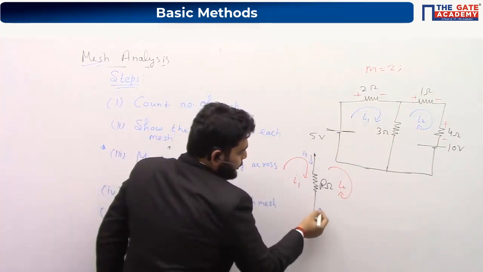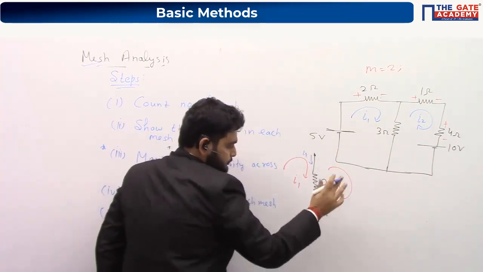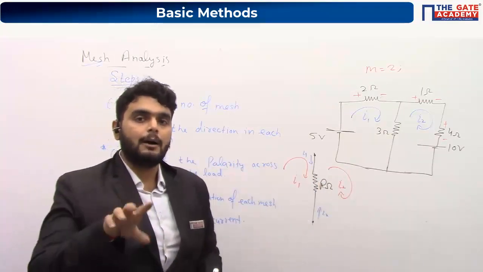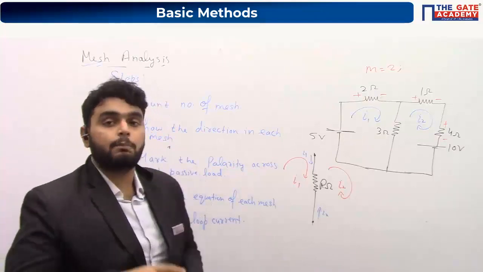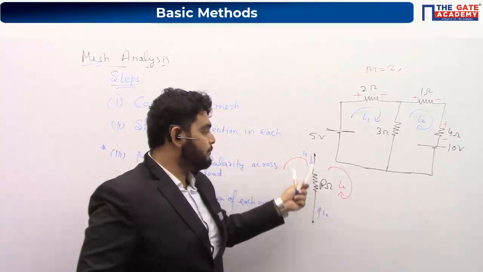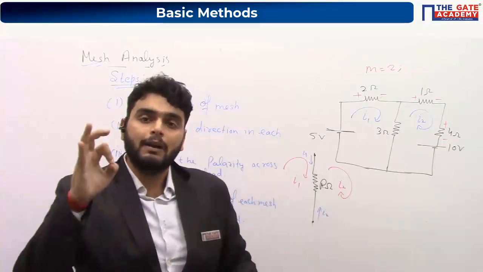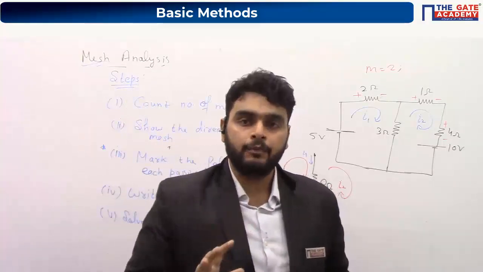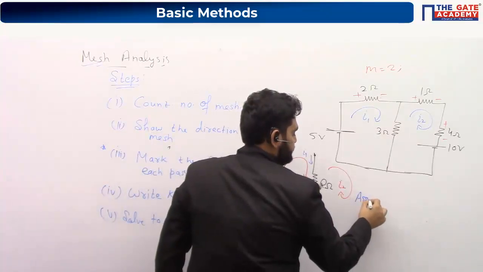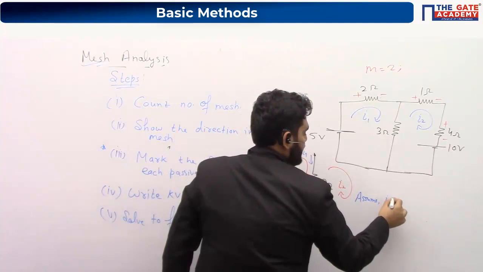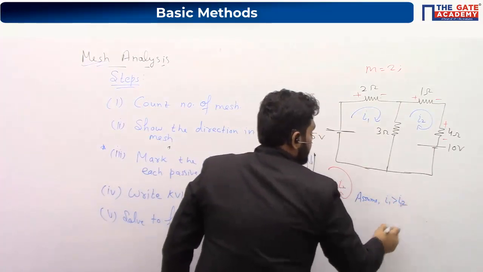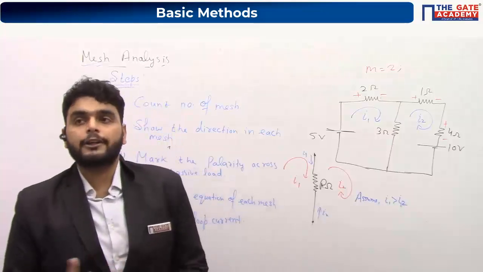Or you can see I2 is going in this direction, right? Now, in this case, if the direction of both currents in a branch are opposite, like this case, then assume any current is greater than the other. You can assume anything. Here, I am assuming I1 is greater than I2. But no problem, you can also assume I2 is greater than I1.